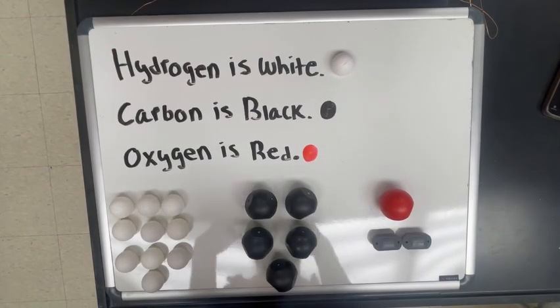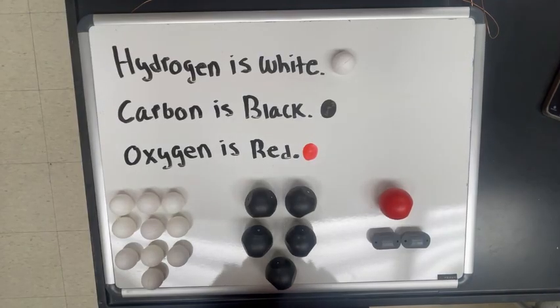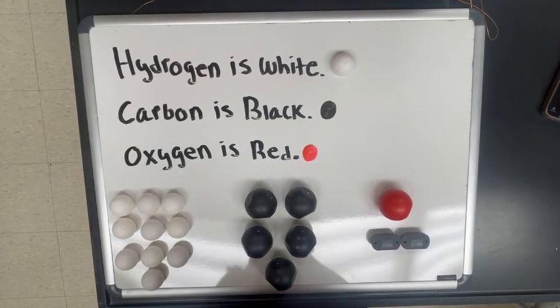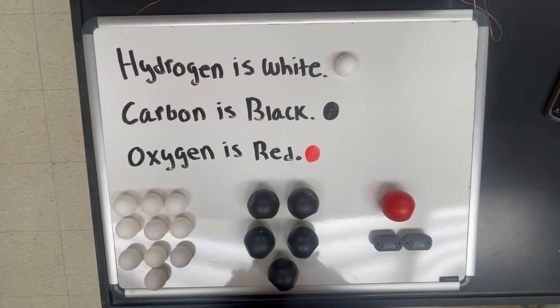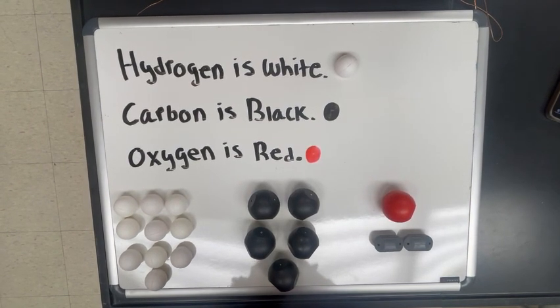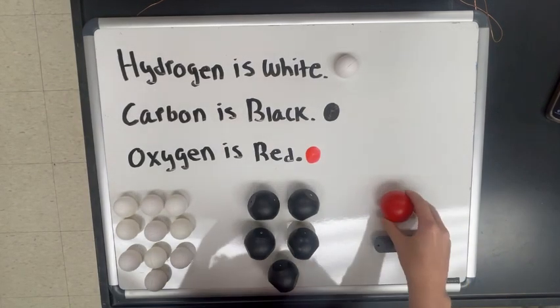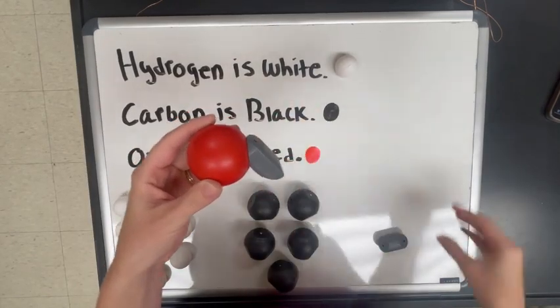Alright guys, so with the Snatoms molecular building kit, hydrogen is white, carbon is black, and oxygen is red. So we have 10 hydrogens, 5 carbons, and 1 oxygen. That is, as we mentioned, our molecular formula is C5H10O.